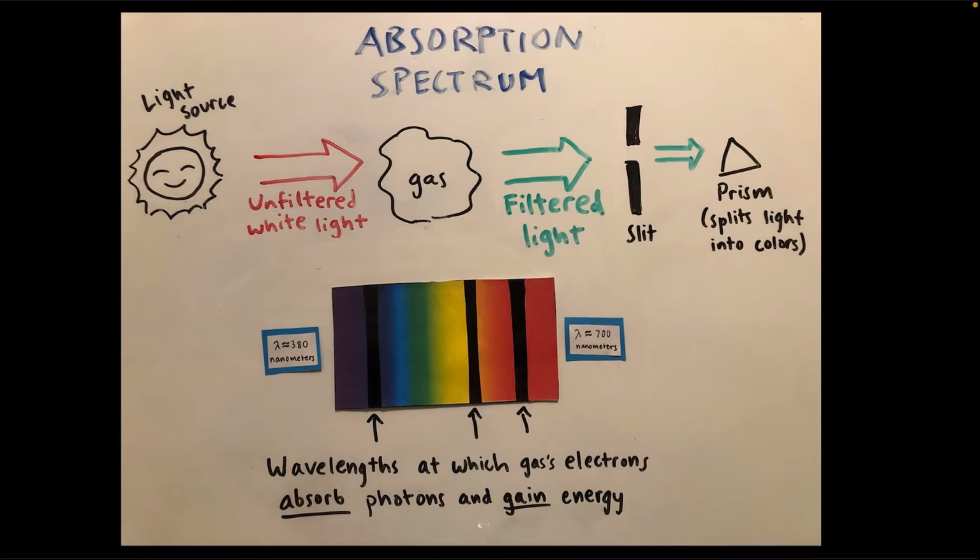By shining the same light through different gases, we can find the lines showing where these energy level transitions occur and match them with those of known elements. This lets us identify which elements and molecules are in the gas.